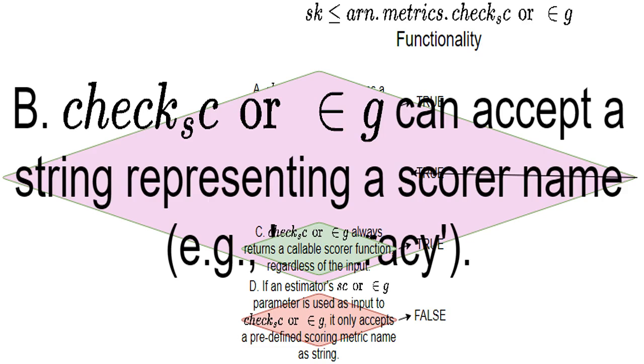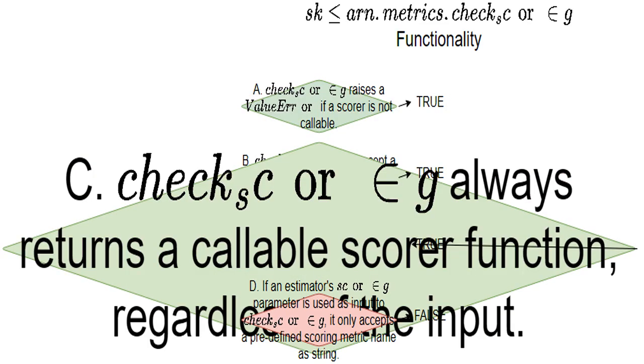I can use check_scoring with a simple string like accuracy. The function is smart enough to understand what I mean and convert it into the proper function to calculate accuracy. It handles different string names that represent various scoring metrics. This makes things convenient. I don't have to always pass complex functions. No matter what I give check_scoring, whether it's a string like precision or an already existing function, it always gives me back a function that I can call to get a score. This consistency is very useful.